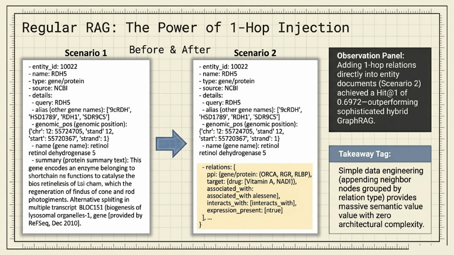Let's look at the results, starting with regular RAG. We discovered the massive power of one-hop injection. By applying a simple data engineering trick, appending neighbor nodes grouped by relation type directly into the entity documents, we achieved a hit at one score of 0.6972. This means simple text formatting actually outperformed sophisticated hybrid GraphRAG systems, and it did so with 0 added architectural complexity. This is incredible semantic value.